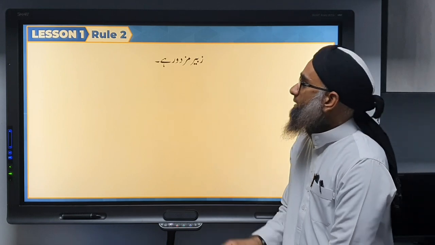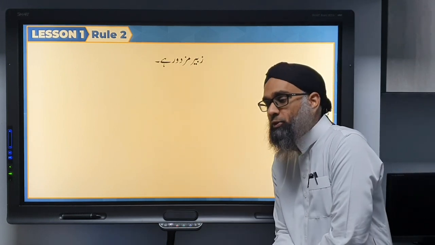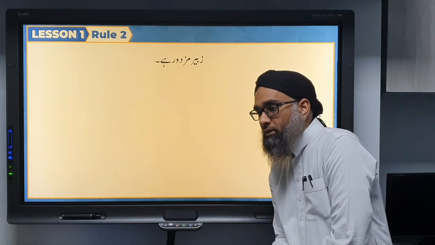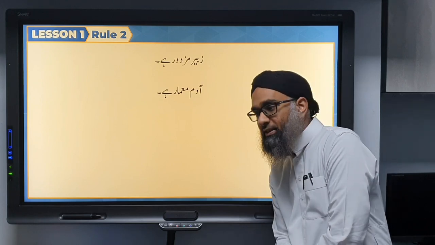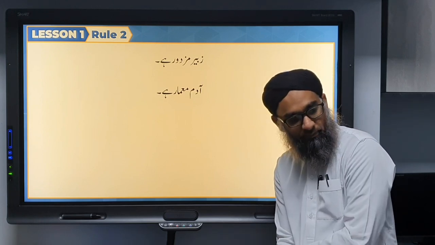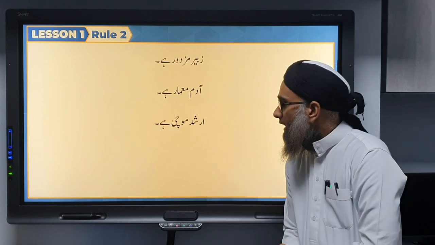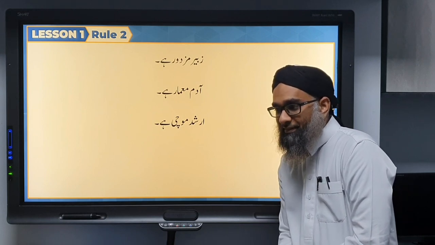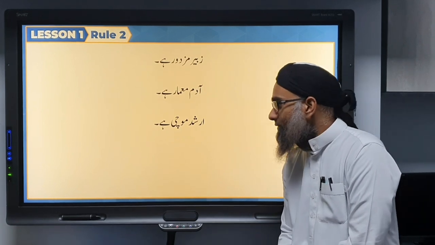Okay, let's try this one here now. Zubair mazdoor hai. Mazdoor is a worker. So how do you translate that? Zubair is a worker. Adam mi'mar hai. What's mi'mar mean? A builder? So Adam is a builder. Very simple. Arshad mochi. Mochi is a cobbler. What's a cobbler? The shoe one, the person who fixes or mends shoes.